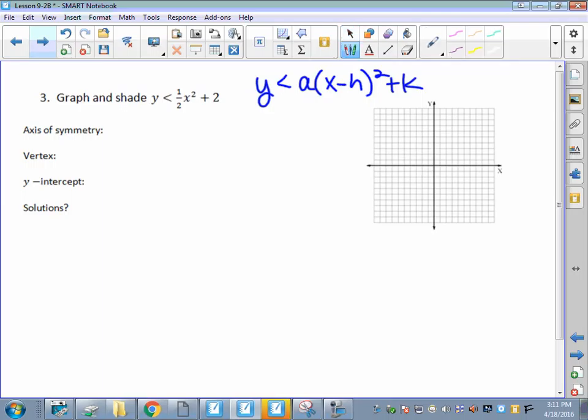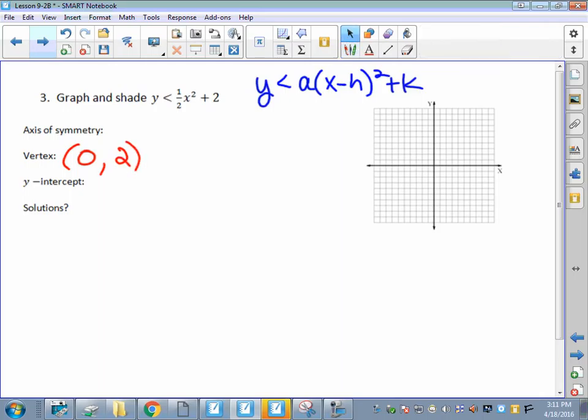So where's my vertex going to be? What number is inside the parentheses with the x? Nothing, right? So that's going to be a 0. And what is my shift up or down at the end? That would be a 2. So my vertex is at 0, 2.